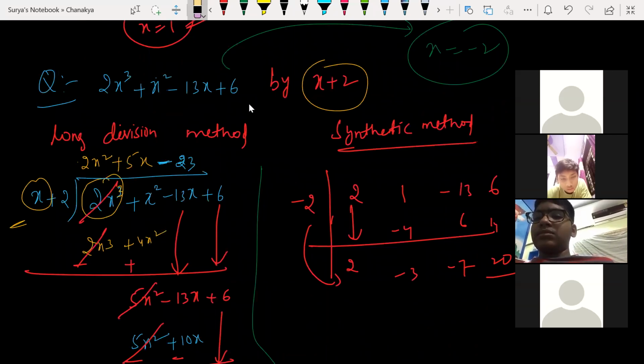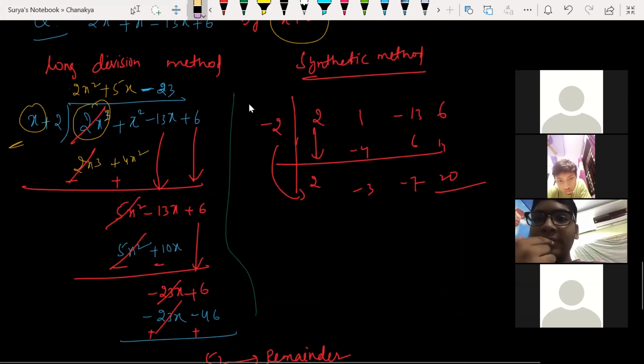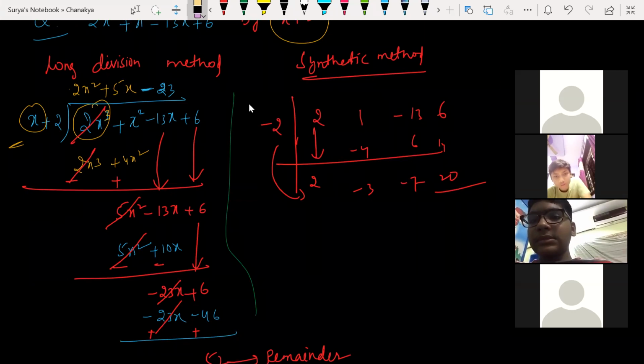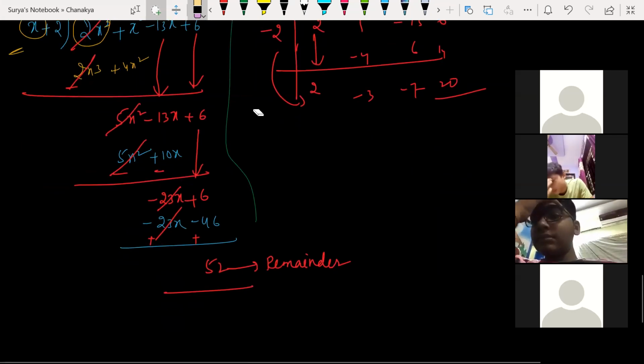2x cube. Sir, for the first step, of course, you wrote plus 4x square. It should be minus 3x square. You wrote 5x square. Second term, you made a mistake there, sir. The second time you did it, -2x. It should be -4x square. Yes, it should be minus 4x. See. Very good.